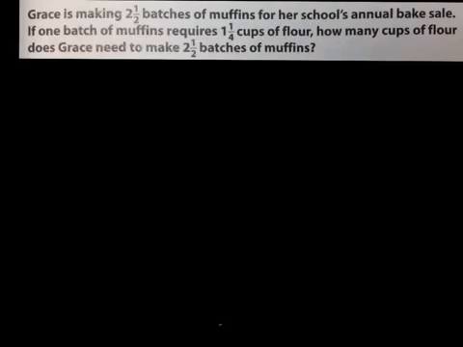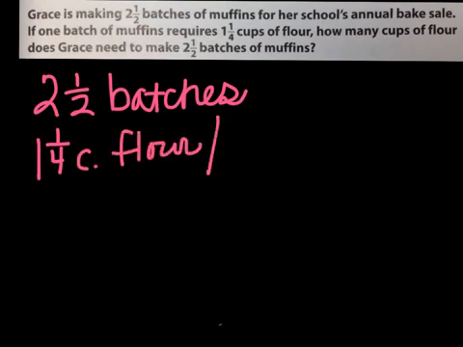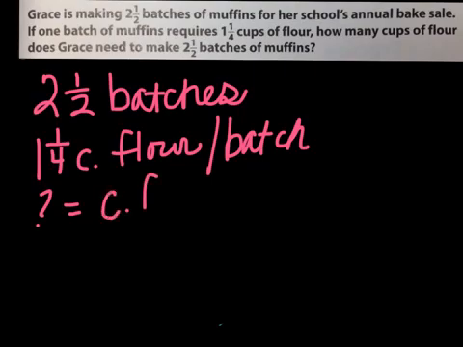Okay, let's look at one last example. Grace is making 2.5 batches of muffins for her school's annual bake sale. If one batch of muffins requires 1 1/4 cups of flour, how many cups of flour does Grace need to make 2 1/2 batches of muffins? So first thing we do is pull out what we know. So we know that she's making 2 1/2 batches of muffins. We know that she needs 1 1/4 cups of flour for each batch. Okay, and I'm looking for how many cups of flour. So I want to know how many cups of flour it's going to take to make 2.5 batches if I use 1 1/4 cups of flour for each batch.